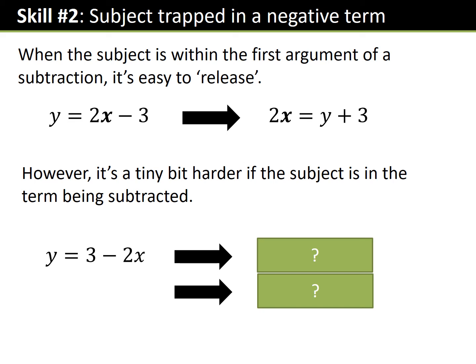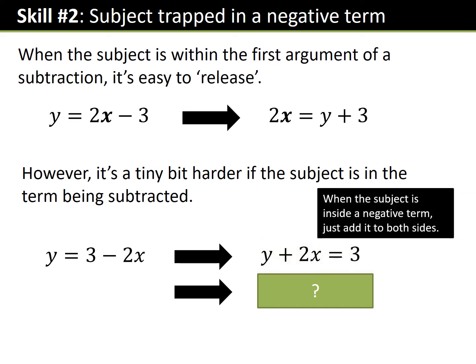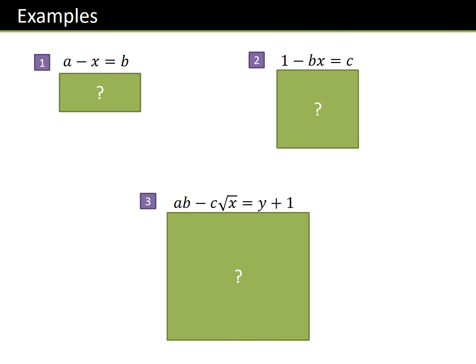However, this is a little bit harder if the subject is the term being subtracted. So what I do is I add that to both sides. So now I've got y plus 2x equals 3. It doesn't feel like I've done anything useful, but actually I've got rid of a negative term, which always makes me feel a bit more confident. And then I just take y from both sides, so 2x is 3 minus y. I haven't finished because that whole 3 minus y needs to be divided by 2, but you'll notice that I've unlocked the x term. So I've got 3 of these examples.